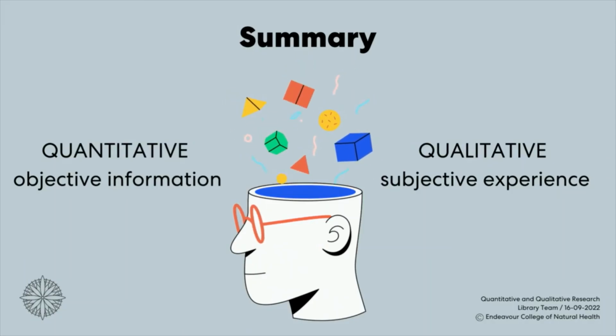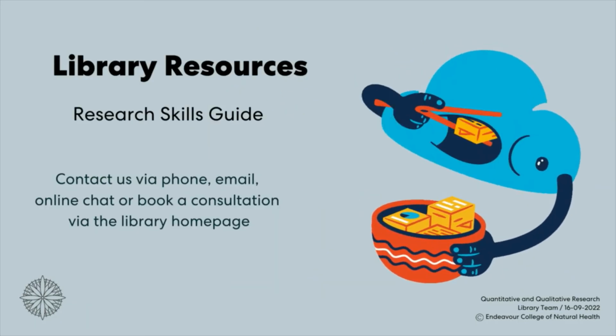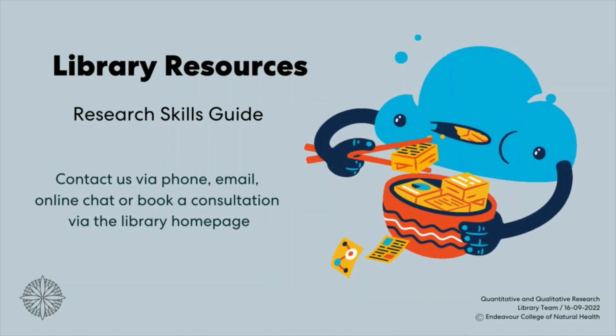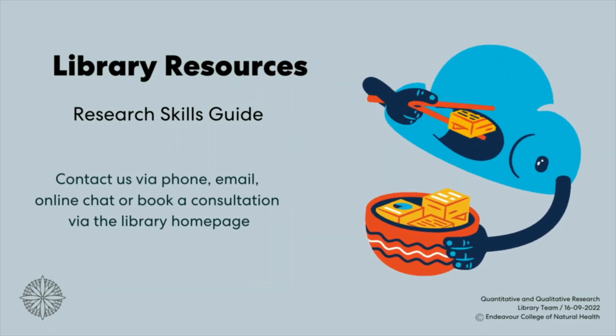To summarize, quantitative research concerns itself with objective information provided by a group, while qualitative research focuses on the subjective experience of an individual. For more information on this topic, you can consult the Research Design Library Guide, which contains information on specific types of qualitative and quantitative research.